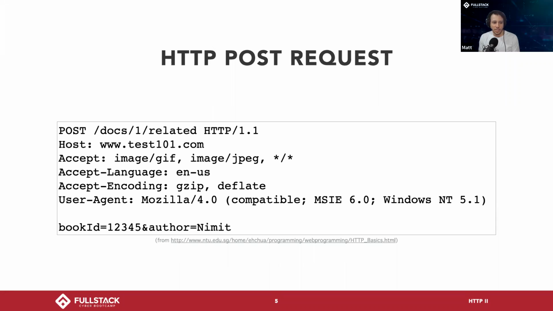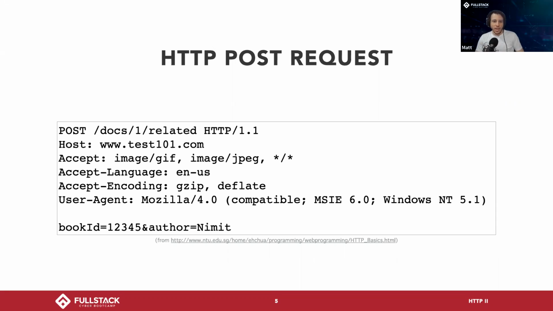After the post, you're going to see /doc/1/related. That's the resource I'm making the post request to. And then you see HTTP/1.1. That's the version of HTTP I'm using. Okay, that's all in that first line.